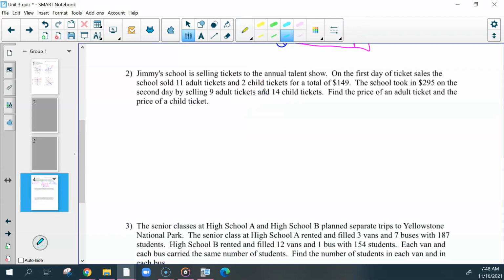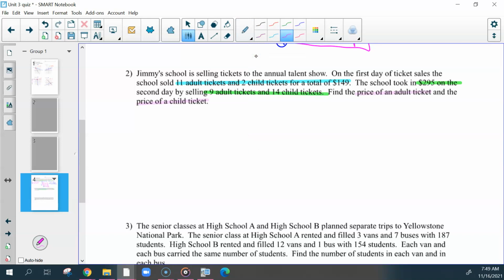For the second one, they're talking about selling tickets. It says first day, second day, but that part doesn't really matter. We are comparing the 2 days, yes, but each day is going to have its own equation. So we need to know that they sold 11 adult tickets and 2 children tickets for that total. And then took in $295 by selling 9 adult and 14 children tickets on the second day. It's asking us to find the price of an adult ticket and the price of a child ticket, so those are going to be our variables.